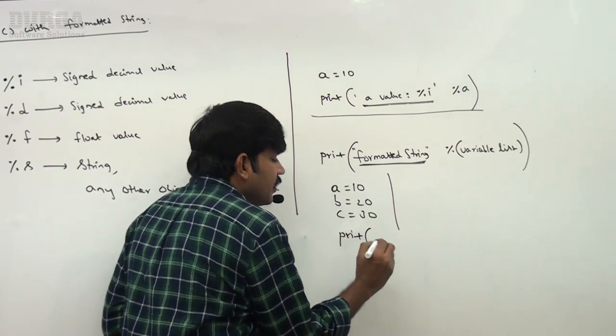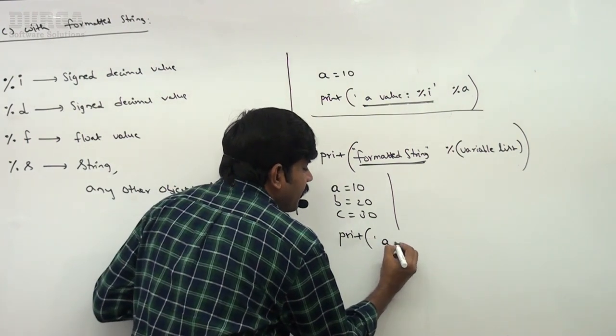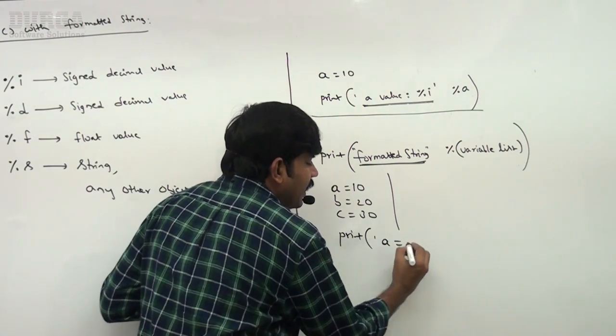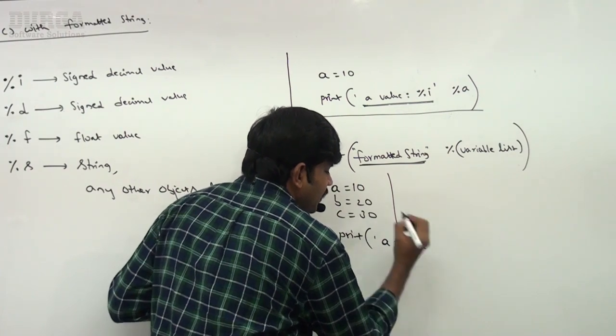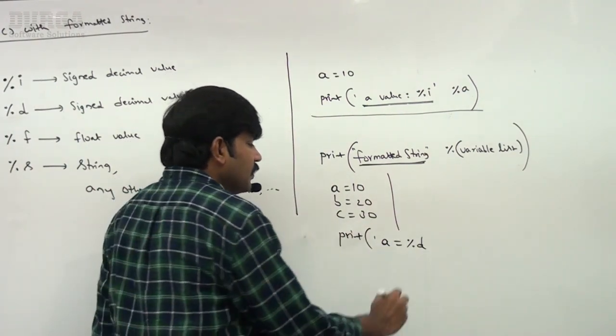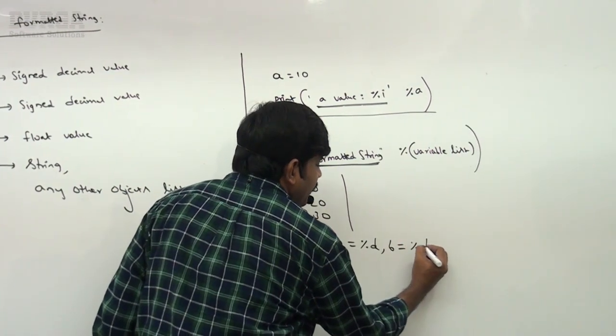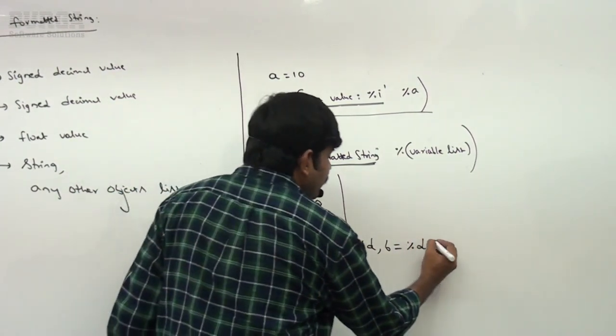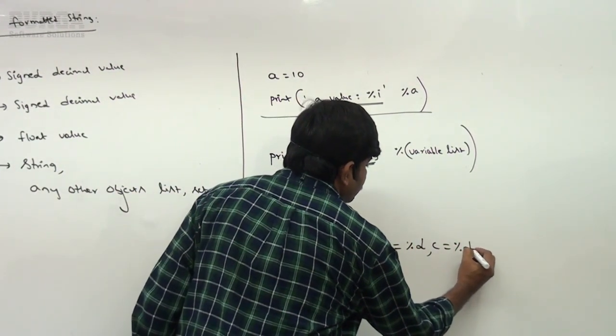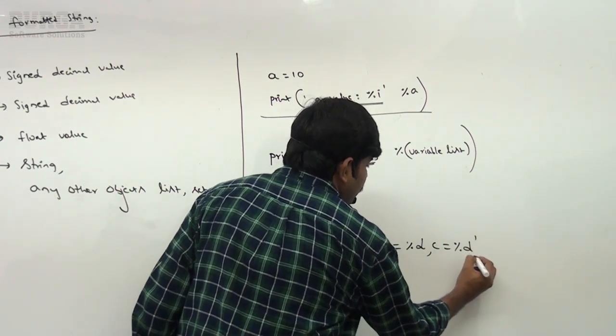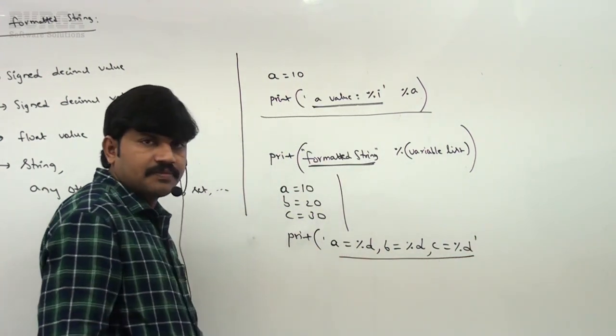Here just take a bit special care. A is equal to %d, comma, B is equal to %d, comma, C is equal to %d. Okay, sir, that's all. Formatted string completed.